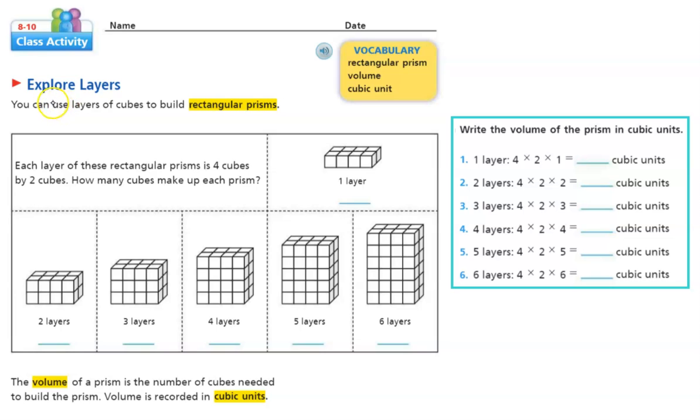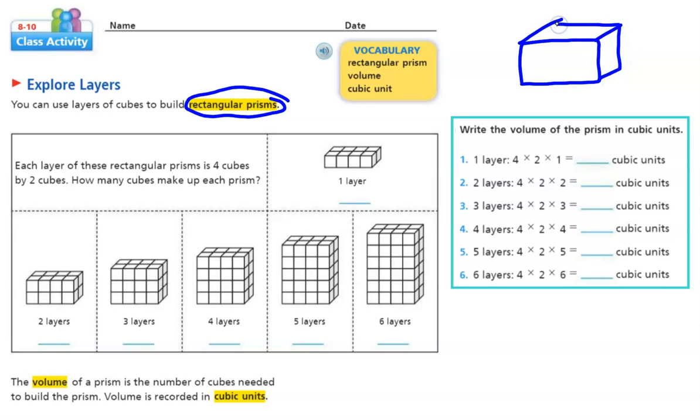So this says, let's explore layers with volume to see even more how we can turn this into an easy equation. This says you can use layers of cubes to build rectangular prisms. This is a new word for us to learn. Basically, this is a rectangle, which is a two-dimensional shape, but if you can figure out how to make it three-dimensional, you now have what's called a rectangular prism, okay? Because it's got more than two sides, it's a three-dimensional shape.